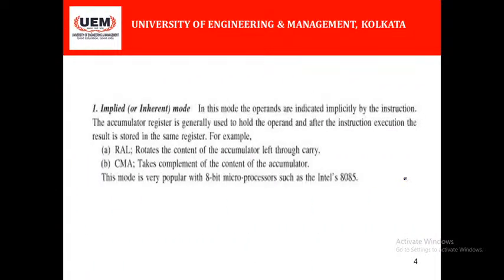Next, our first type of addressing mode is implied addressing mode. In this addressing mode, the operand or data, this is important, are indicated implicitly by the instruction. Look at that, as I told you earlier. For example, CMA. CM stands for complement, A for accumulator. What do you mean by that? That means the value of the accumulator is complemented once and the result is stored in the accumulator itself.